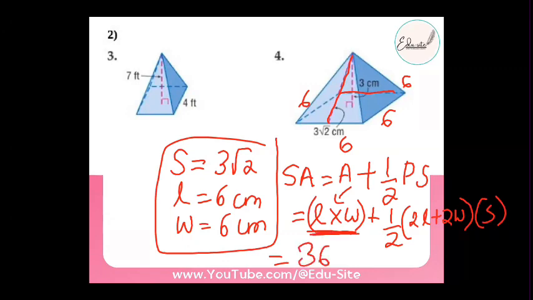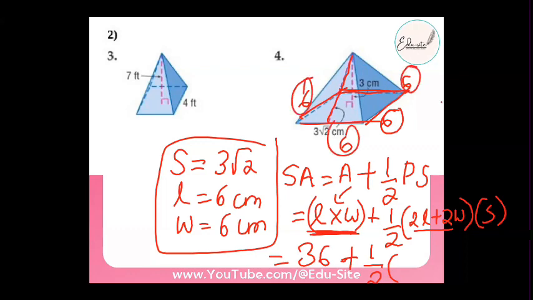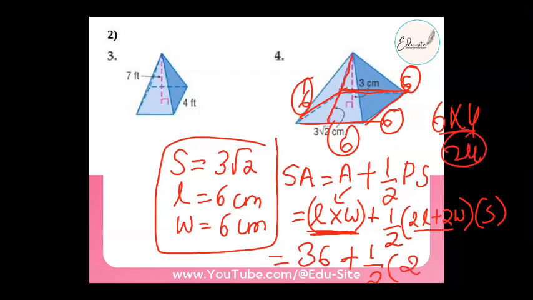6 into 6 is 36. Plus half into the addition of all the bases: 6 plus 6 plus 6 plus 6. What is it? Answer it, beta. No, it's not 36. 6 plus 6 plus 6 plus 6 is 6 into 4, right? Oh, okay. It's 24 here.